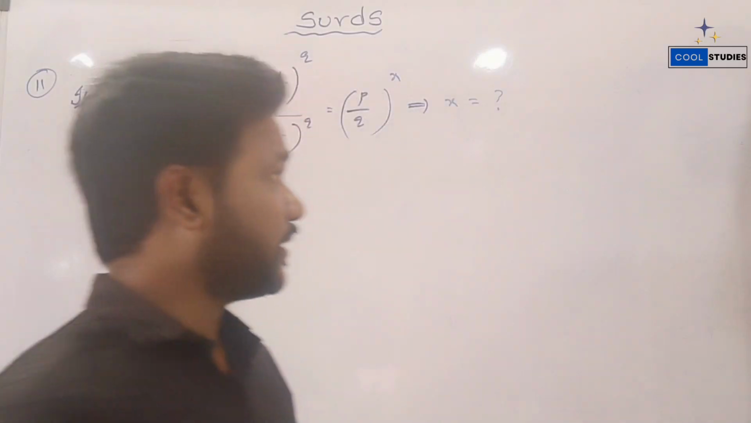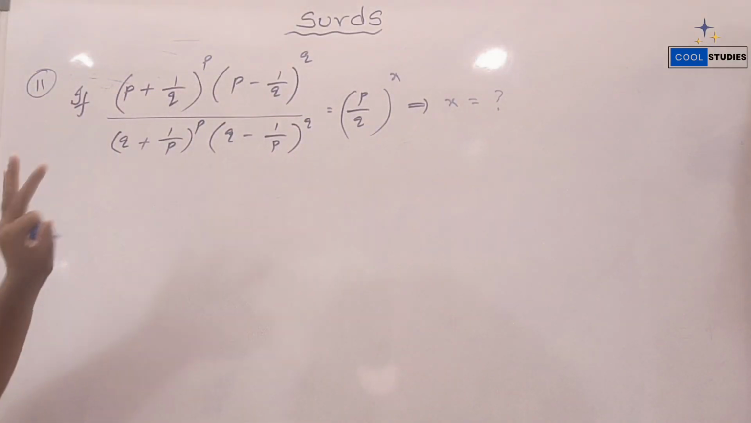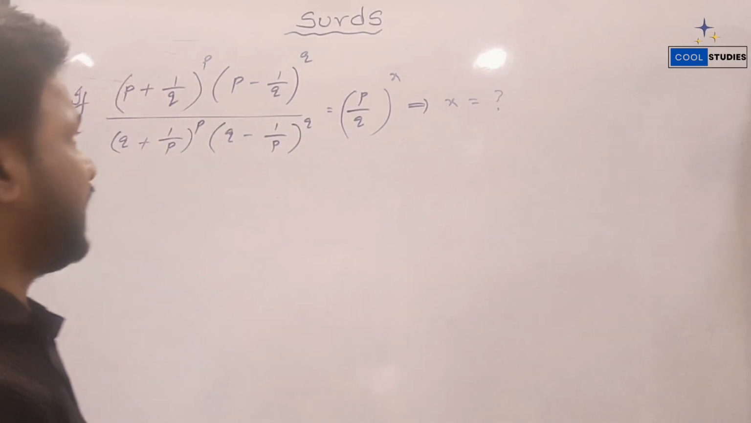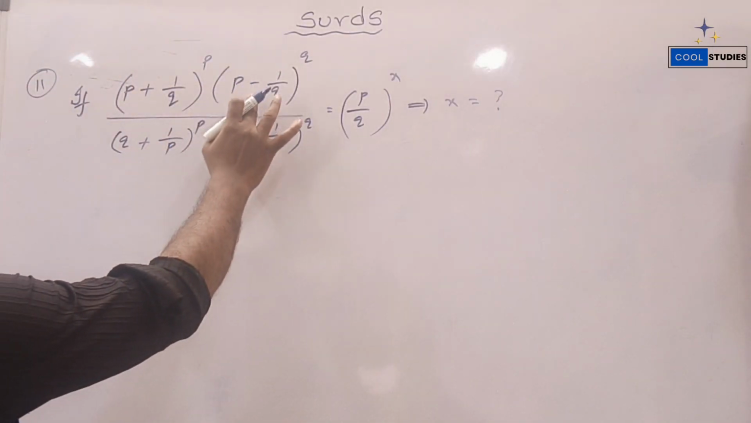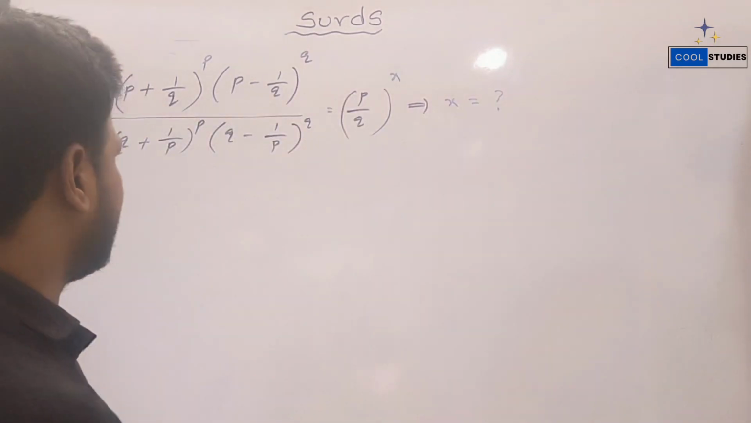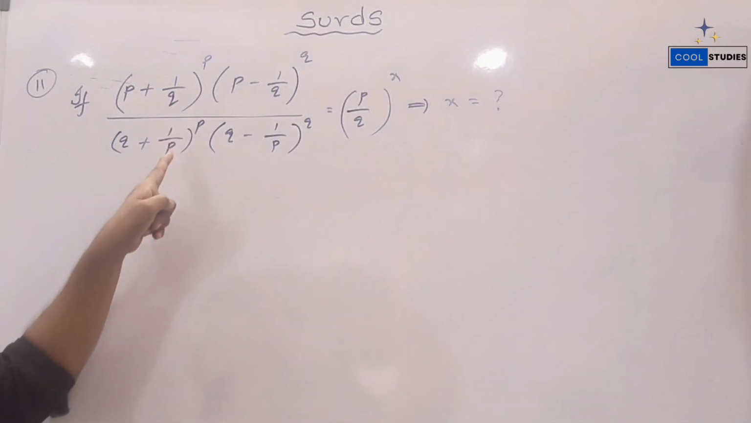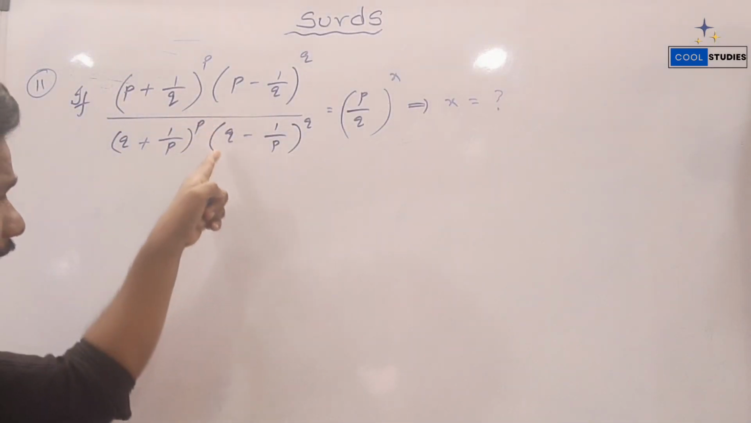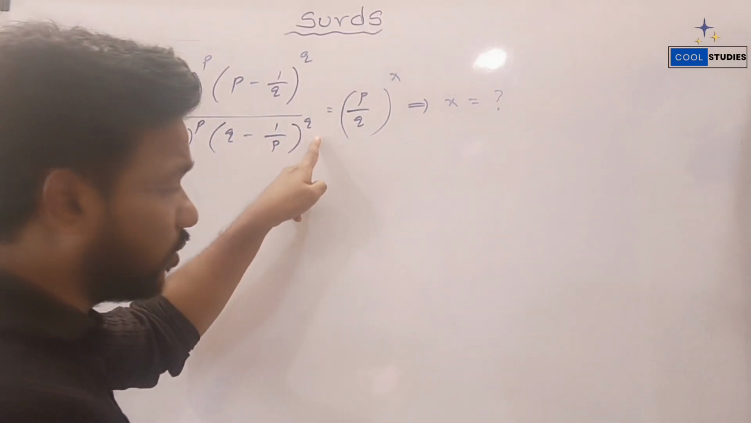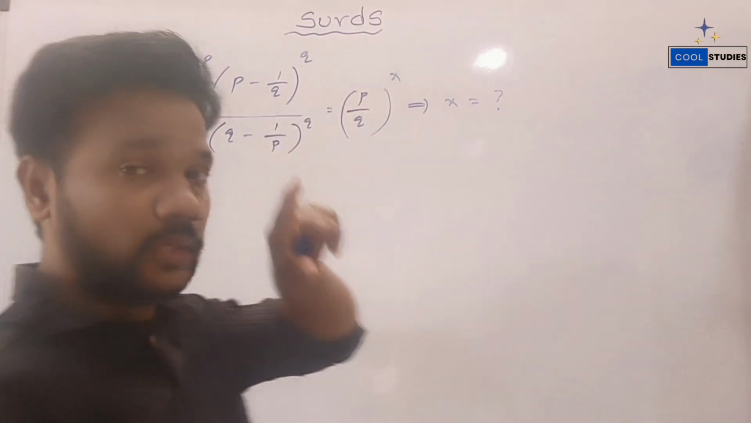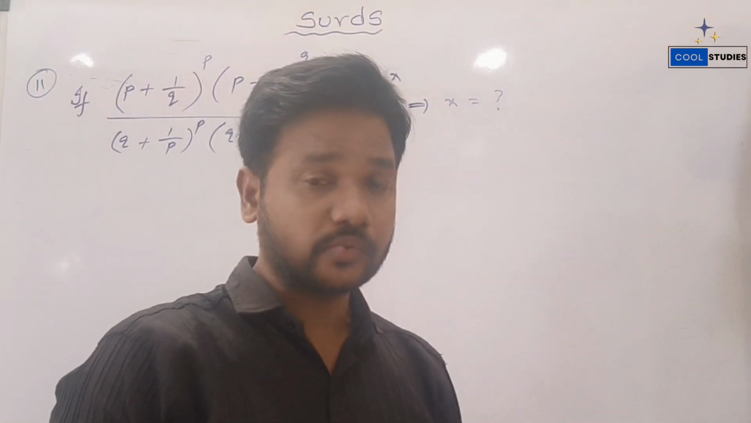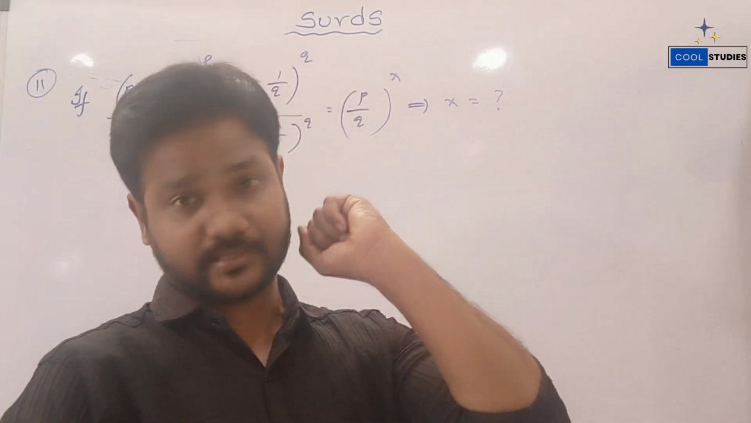Let us discuss the next question. If (p plus 1 by q) whole power p into (p minus 1 by q) whole power q, divided by (q plus 1 by p) whole power p into (q minus 1 by p) whole power q, equals (p by q) whole power x, then what is the value of x? So we have to find here the value of x.